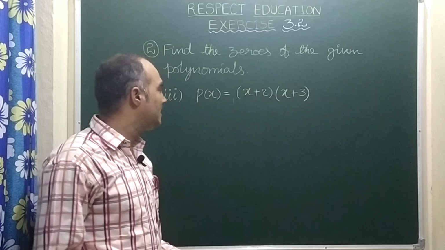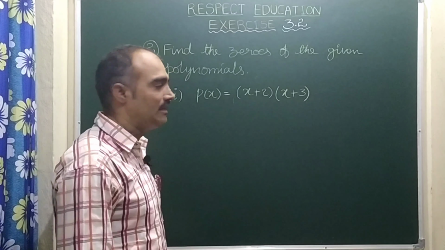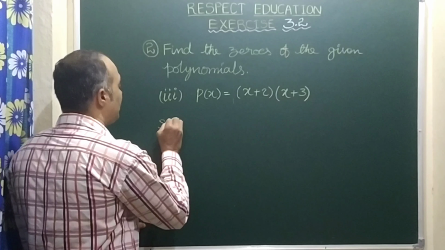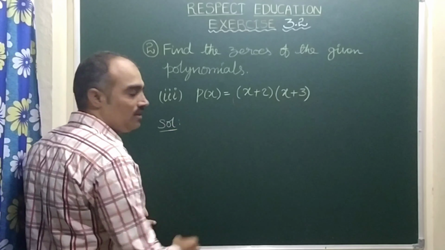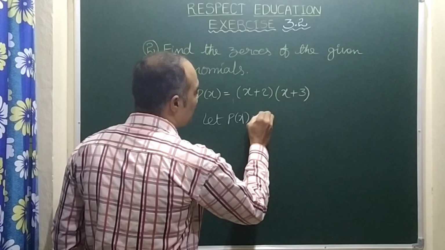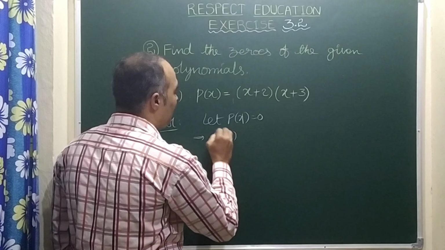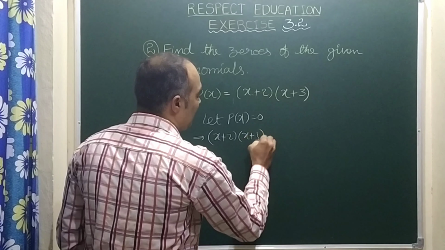Now let us do the next bit, that is the third bit. P of x equal to x plus 2 into x plus 3. So here, as usual, we can take P of x as 0. So let P of x equal to 0. So here P of x means x plus 2 into x plus 3 is 0.